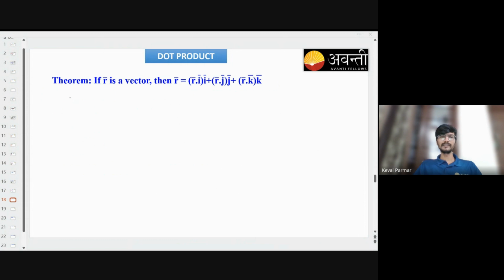Let's see. Next theorem, you can say. I have written it as a theorem because many times, in NCERT also, you will see that they tell you to directly learn the result. What is the result? This one, guys.